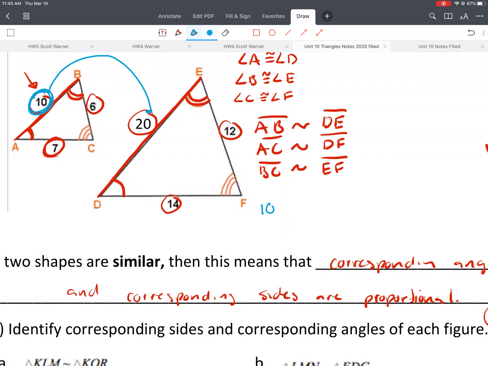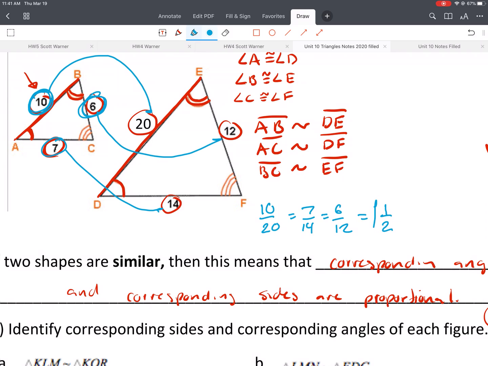So we can do 10 divided by 20, right? And then we could do 7 divided by its corresponding side, so 7 over 14. And then our next one would be 6, and its corresponding side would be 12. So 6 over 12. If you notice, all of these are 1/2. They're the same fraction, just scaled differently. Since they're all equal to 1/2, we know that those two triangles are similar. And we'll do more problems of that.